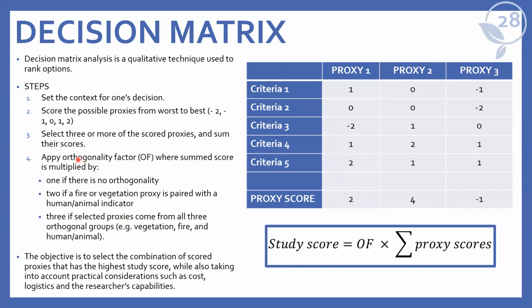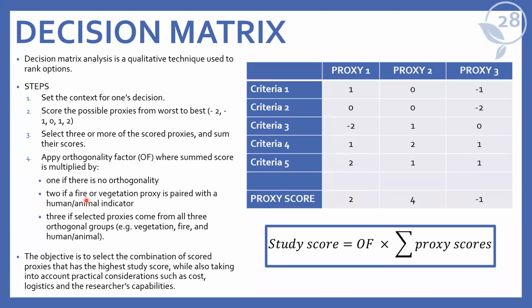And then if we want to factor in orthogonality, we can choose which proxies we want to take. Let's say we take proxy 1 and 3 here. We can sum these scores and then apply an orthogonality factor. The factor is 1 if there is no orthogonality, i.e. it all comes from a vegetative source, so it can only really inform you about vegetation in that archaeological site.